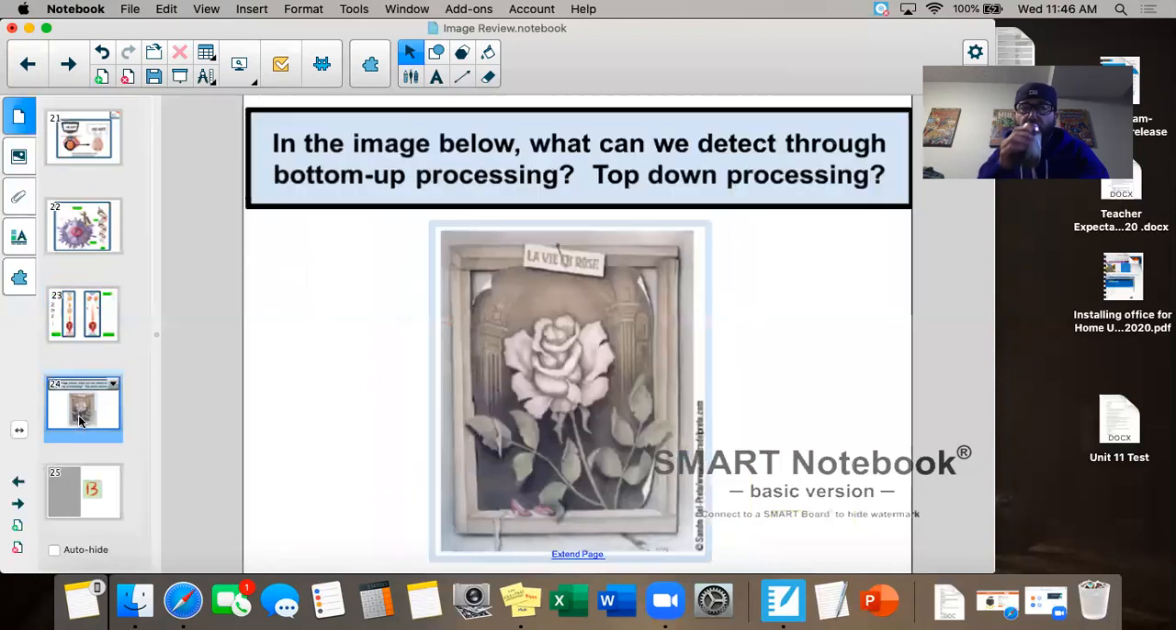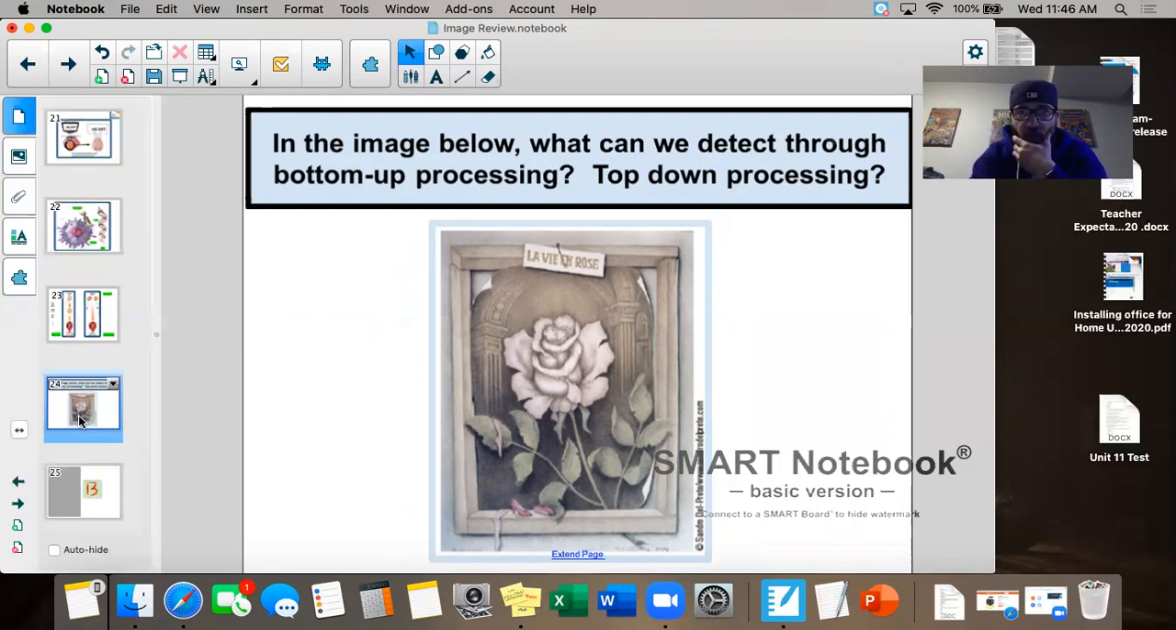All right, let's do another thing. In the image below, what can we detect through bottom-up processing versus top-down processing? So we're getting into some sensation stuff. All right, here's a pain in the ass. Go ahead and see what you can think of for that one. Hit pause.